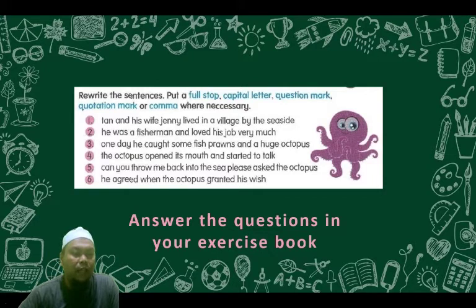Here, I want you to answer the question in your exercise book. Okay, I want you to copy it and rewrite it. First, I need you to copy the question and I want you to write the answer below, and write the answer below with the correct punctuation. So we have 6 sentences here. It should be 12 sentences. One for the question and another one for the answer.